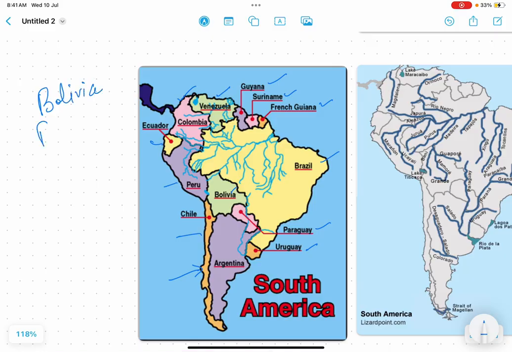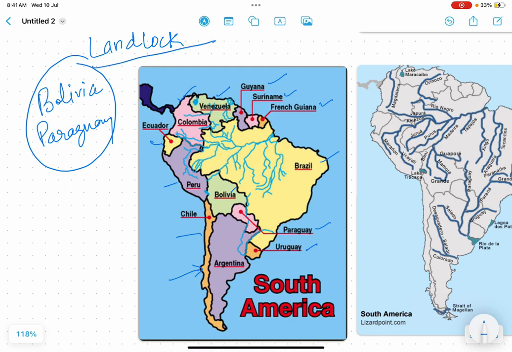So there are two countries, that is Bolivia and Paraguay, that are landlocked in South America. In South America, two countries are landlocked, that is Bolivia and Paraguay.